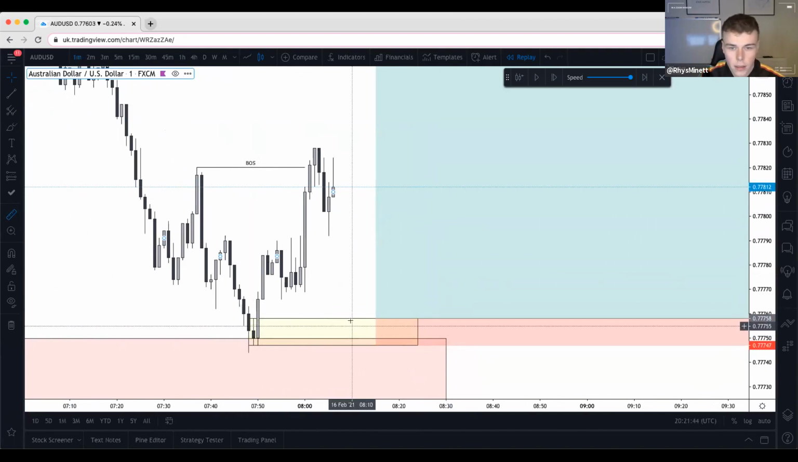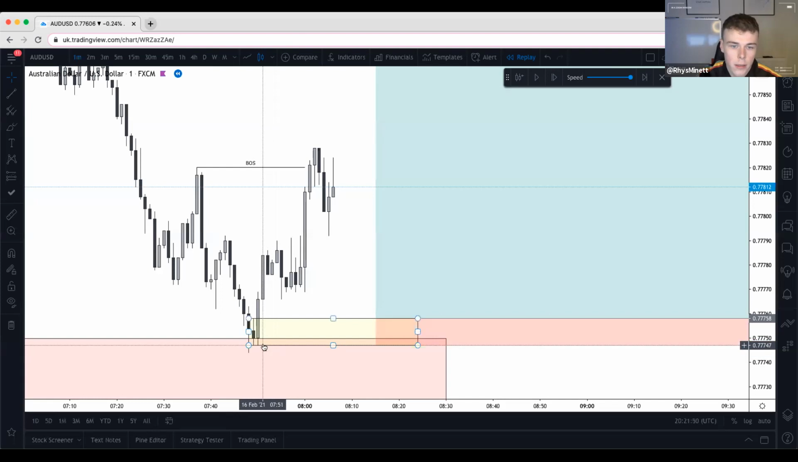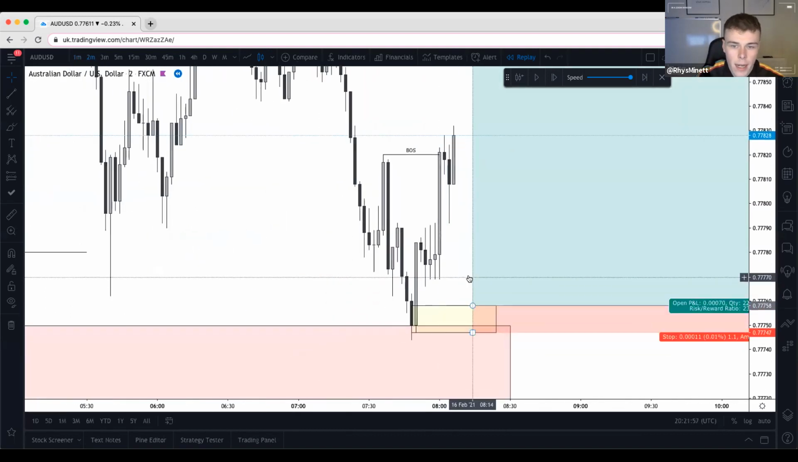That's a 1.1 pip stop loss, from the wick high to the wick low, so 1.1 pip stop loss. Let's scale through the time frames.